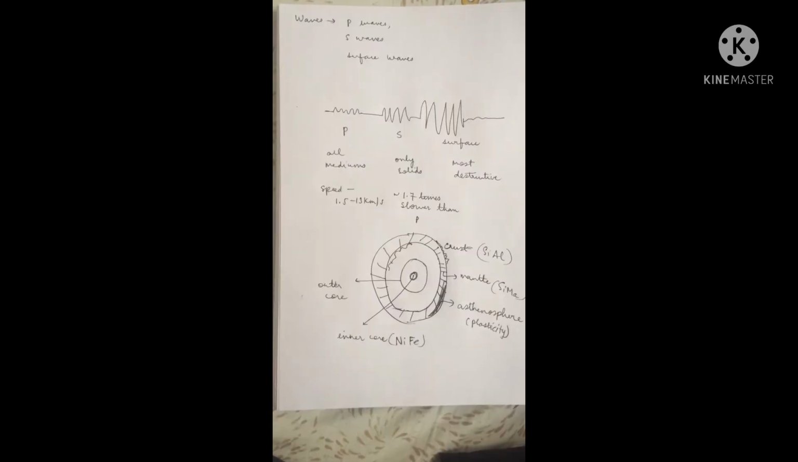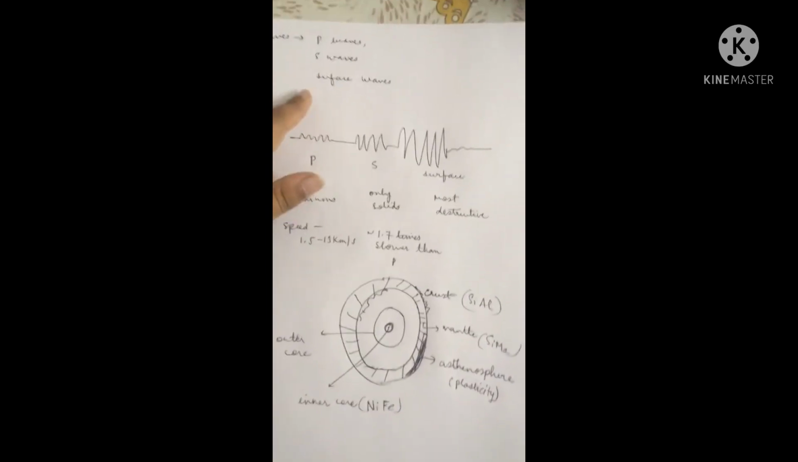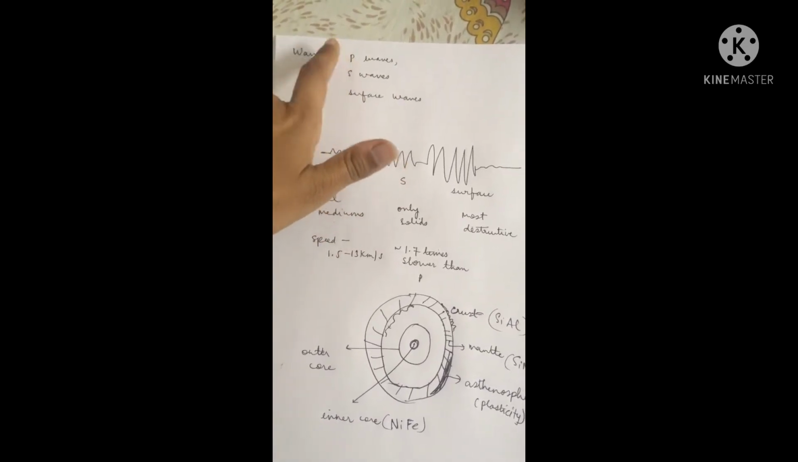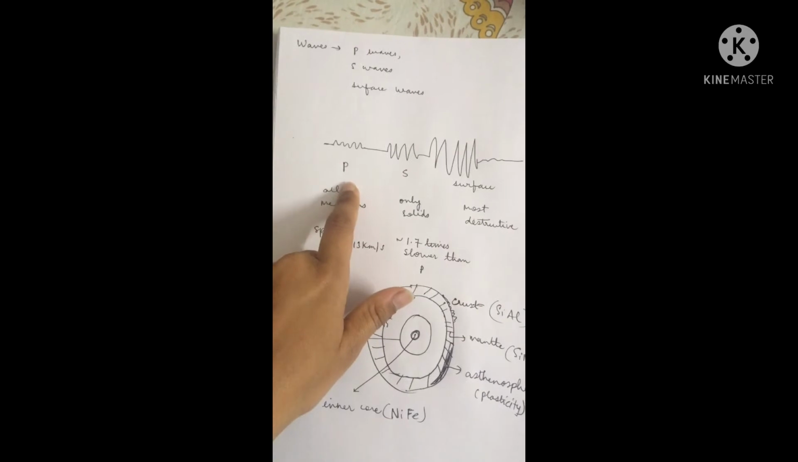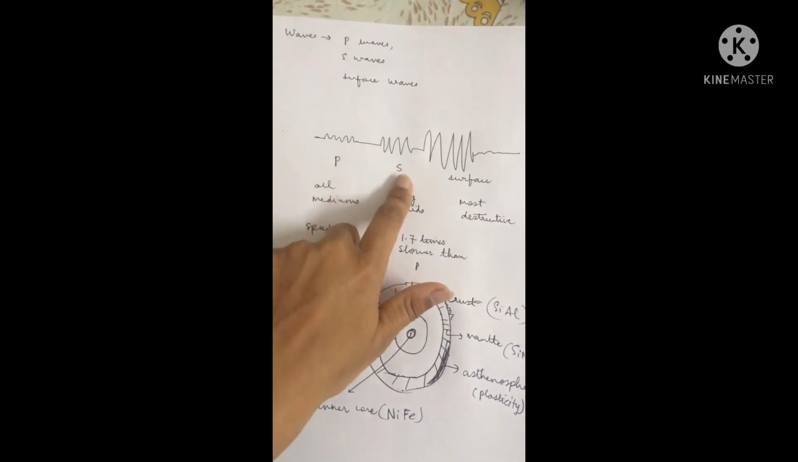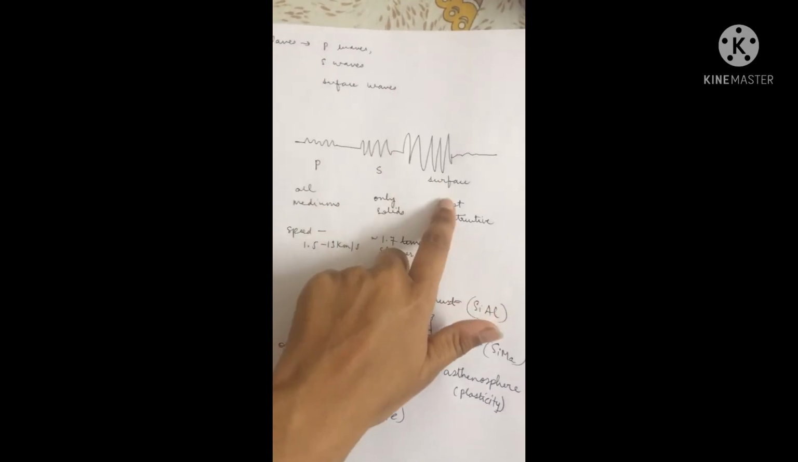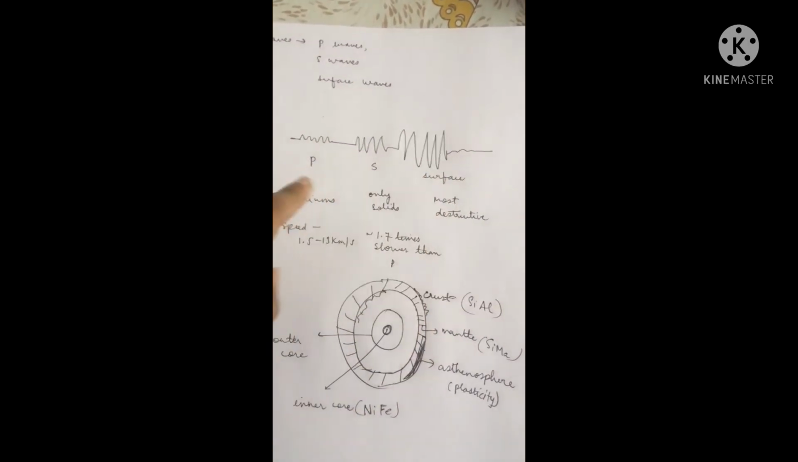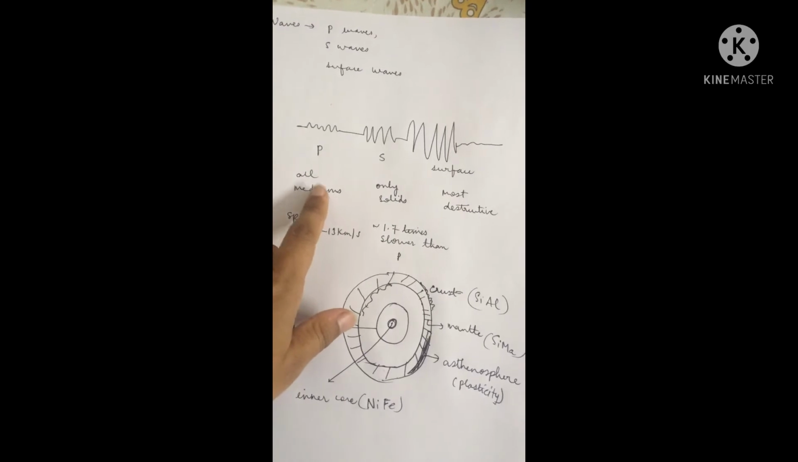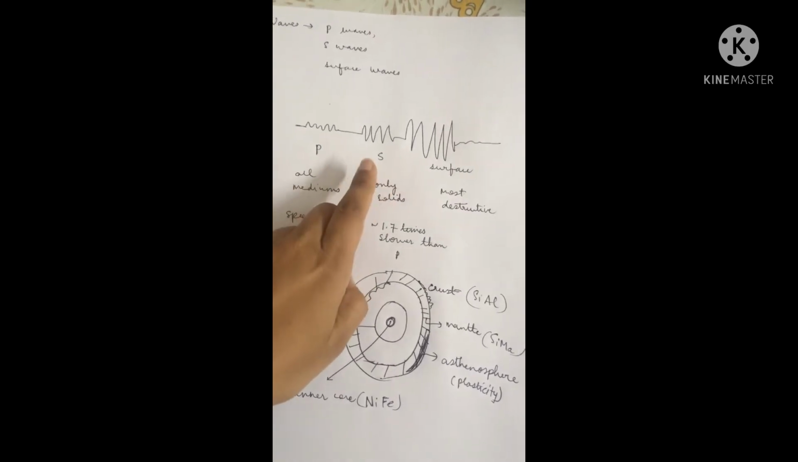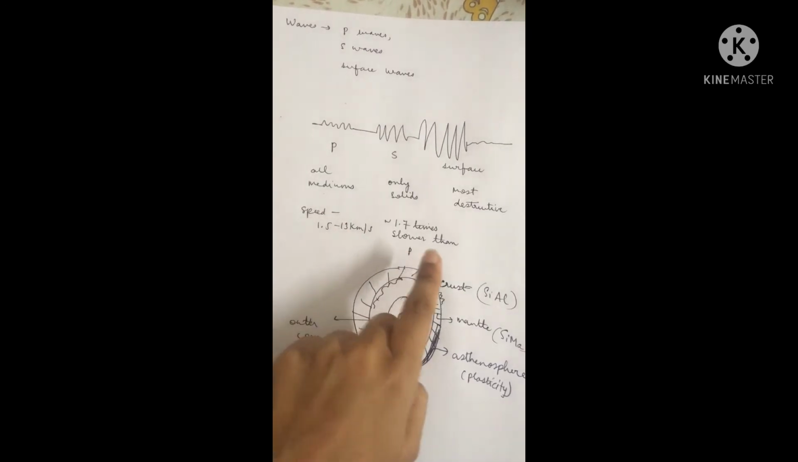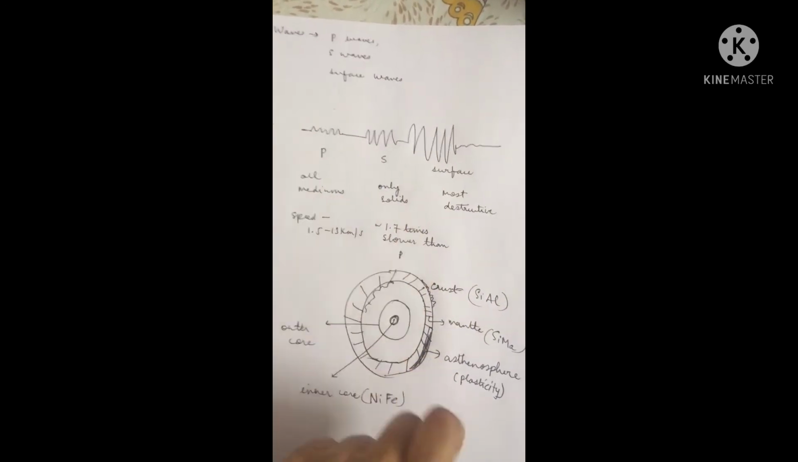Now, when earthquakes occur, seismic waves are recorded. So, there are three types of seismic waves: P waves, S waves and surface waves. Primary, secondary, surface waves. P waves are the first to occur, secondary waves are the second, and these are followed by the surface waves. Surface waves, as you can see in the graph, are the most destructive. P waves travel through all mediums. S waves travel only through solid mediums. The speed of P waves is more than secondary waves, as you can see.